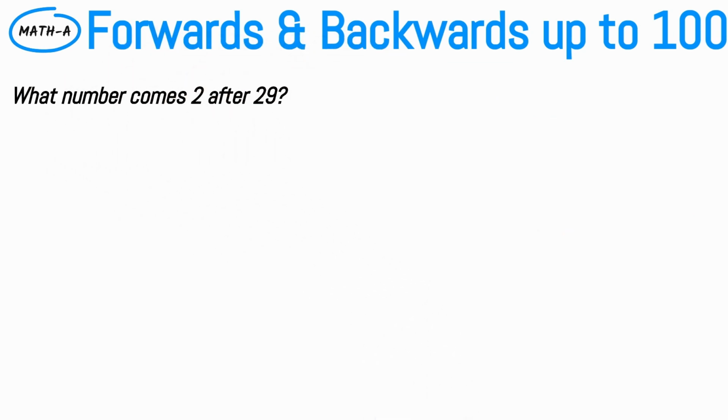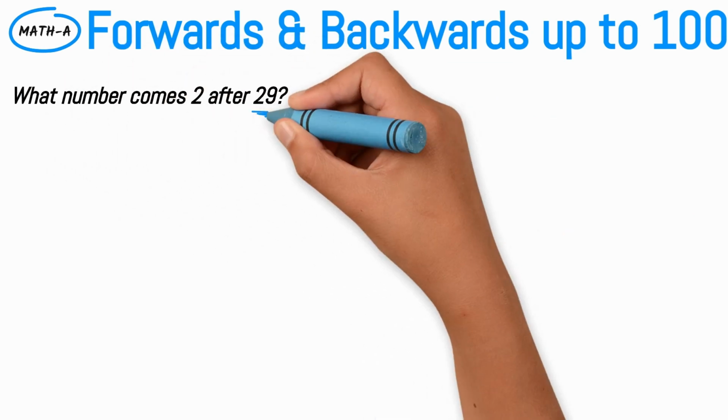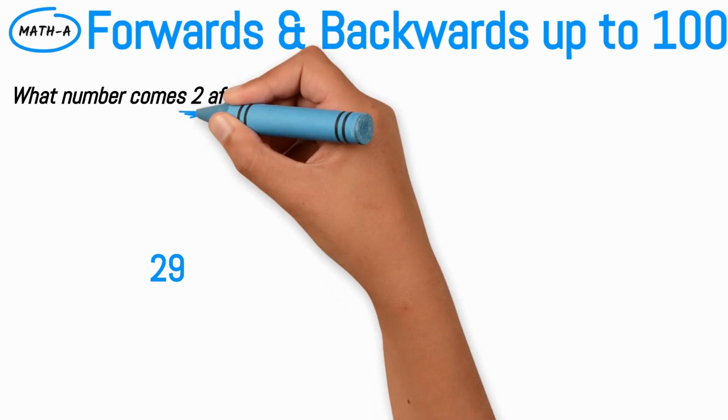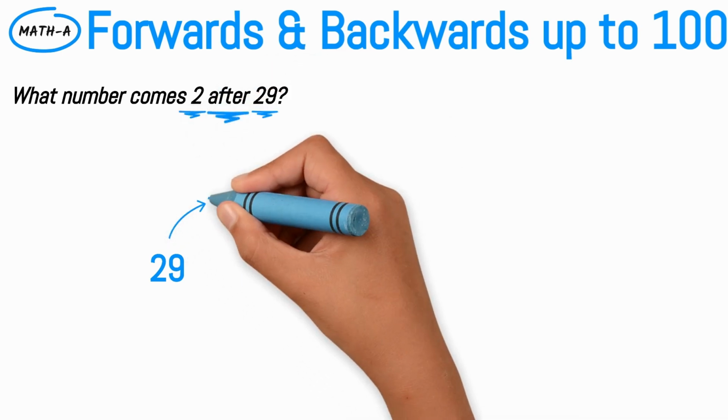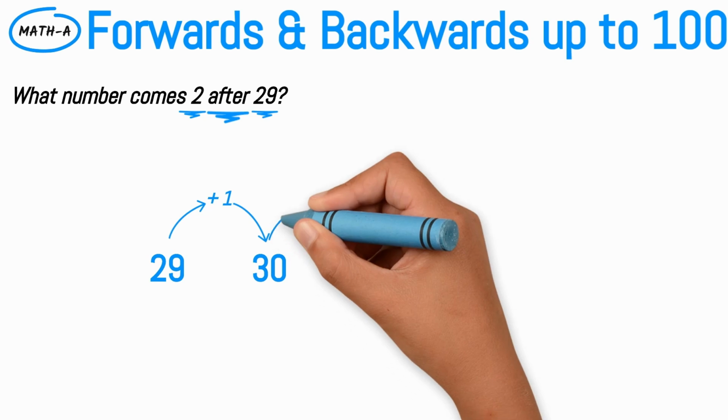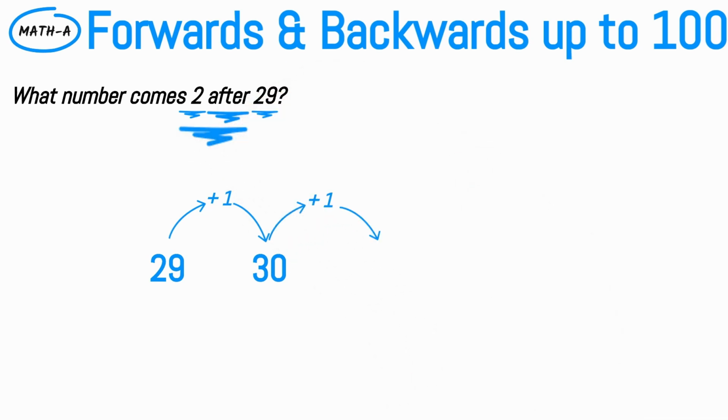What number comes 2 after 29? So we start with 29 and we want the numbers after. So we got 30, and it's the same as 2 after. We got 31. Answer is 31.